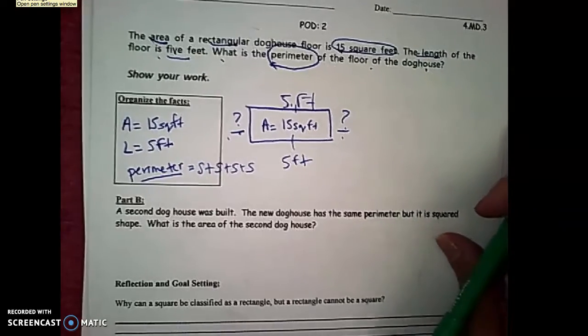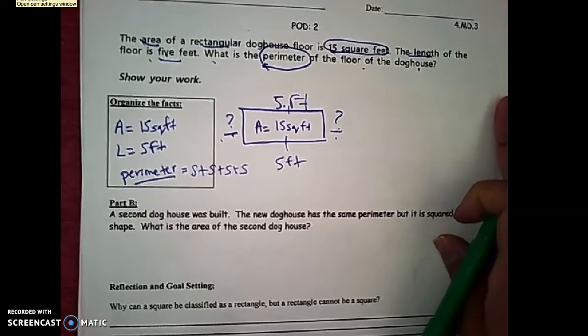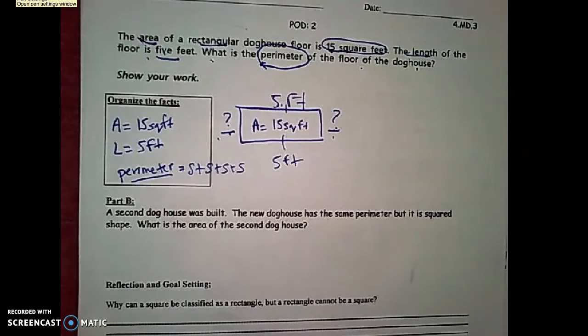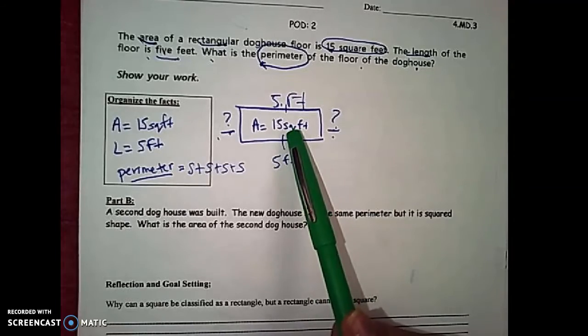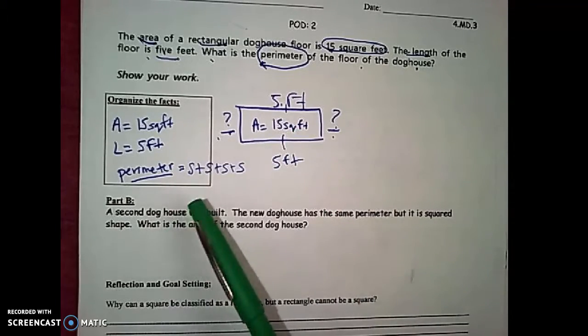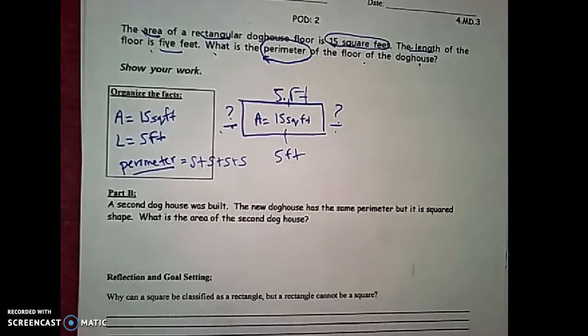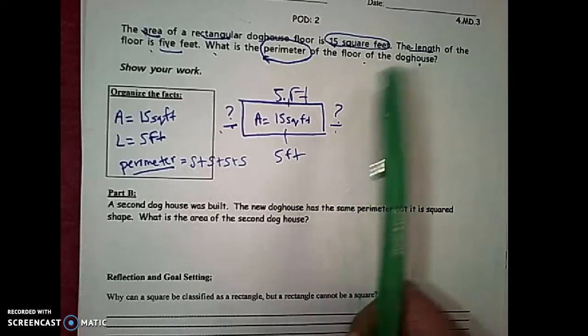So here is our POD from yesterday. We already began to work on it, and today we'll just finish it up. So we have an area of a rectangular doghouse that is 15 square feet. We marked that. The length of the floor is 5 feet. We marked that. And now we're finding the perimeter, and these were the facts we organized.